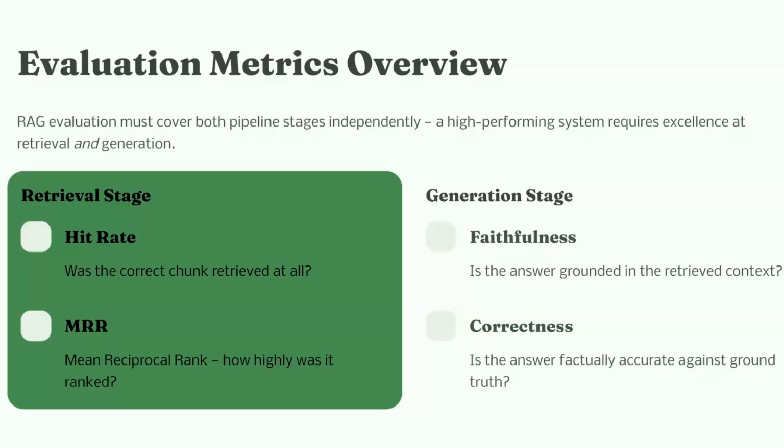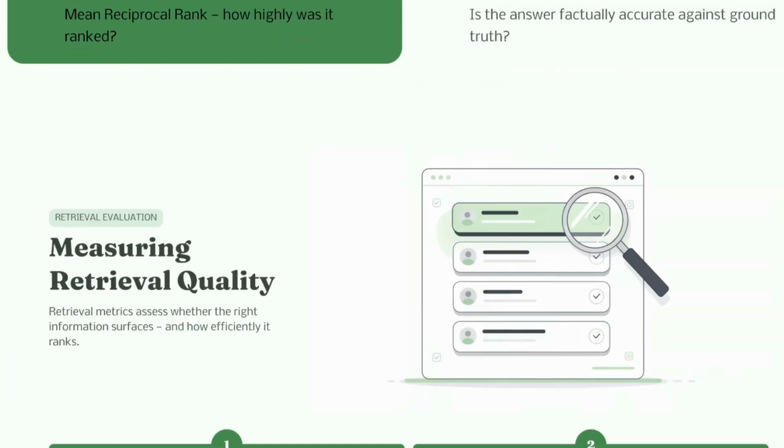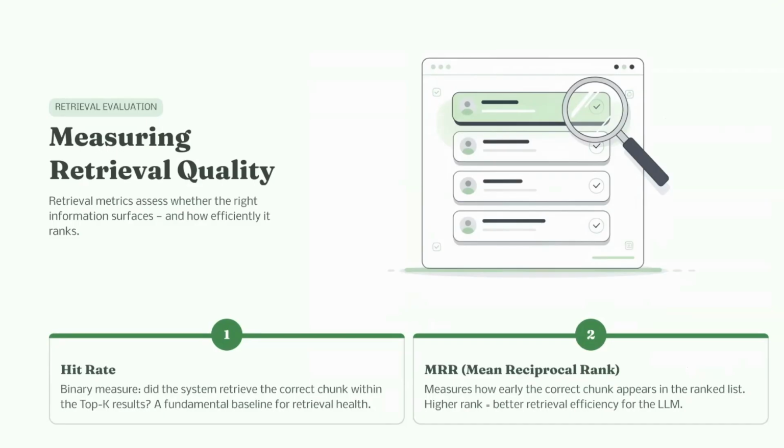In the later slides, we are going to analyze what faithfulness and correctness are. They're self-explanatory. This is just what their meanings are. So, hit rate is the binary measure of whether the system retrieves the correct chunk within the top k results. So, this would be the base thing. If hit rate is very low, that means whether your other metrics are high or not, it doesn't matter. It never had the right information. So, that is not a good response.